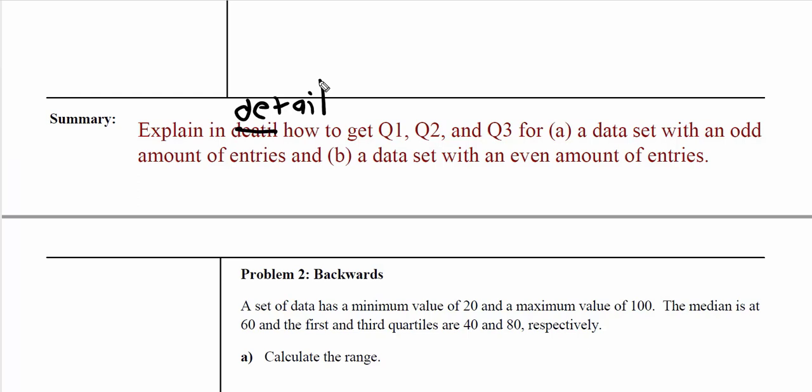For your summary, explain in detail how to get the Q1, Q2, and Q3 for A, a data set with an odd amount of entries, and B, a data set with an even amount of entries. I would even suggest make up some examples. So maybe make up an example with, let's say, 9 numbers in it, and then make one up with 10 numbers in it, and then see what happens. And go easy on yourself. Use single-digit numbers, right, in a calculator. So go ahead and take some time for that summary.